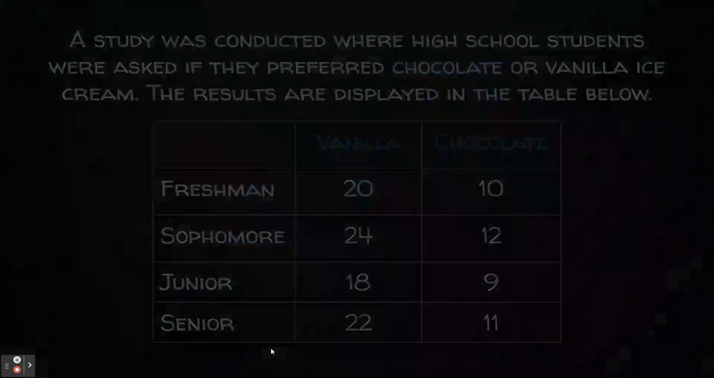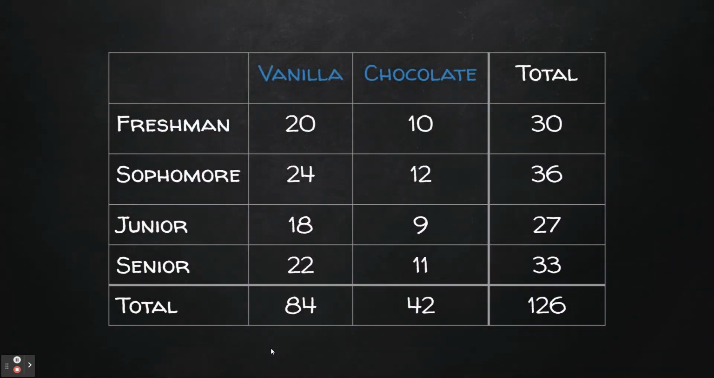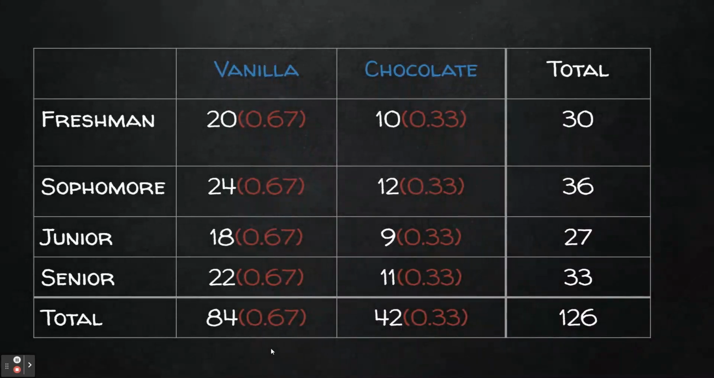So the first thing we want to do is calculate the total columns for freshman, sophomore, junior, and senior, and for vanilla and chocolate. Next, we want to look at the relative frequencies for each of these values. I started out by looking at rows.